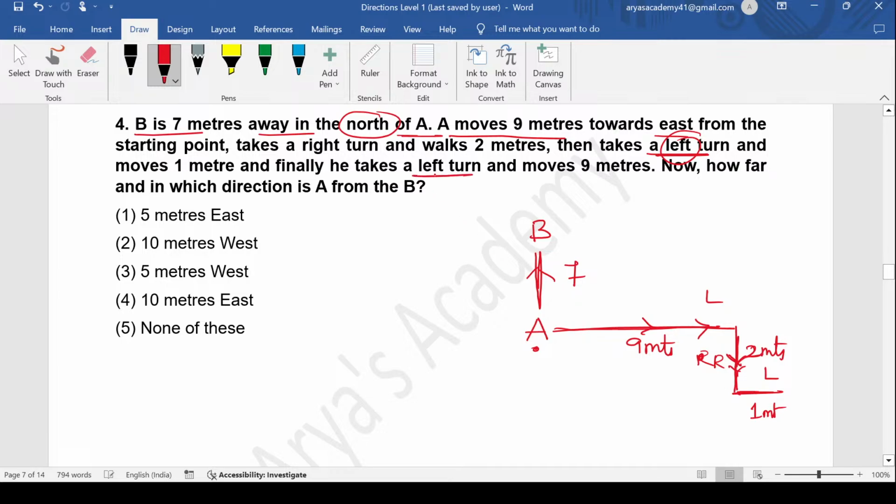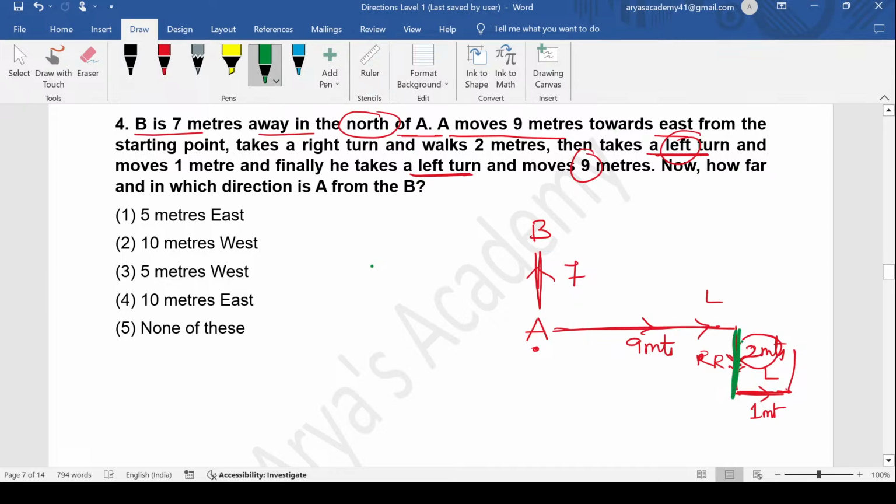And finally takes a left turn and moves 9 meters. Finally takes a left turn and moves 9 meters. So he is moving this way. Towards left means he moves towards north, 9 meters. See, if you understand this point, I'll change the color to make you understand.